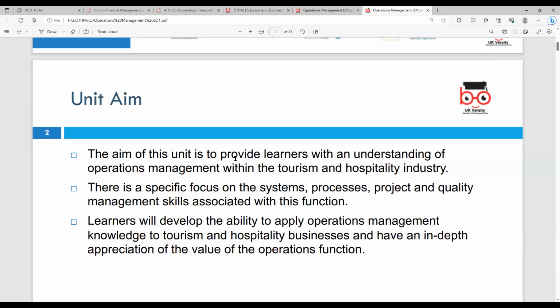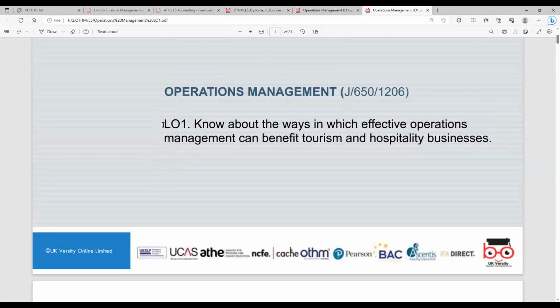Okay, that's the aim of operations management, and we said we were going to look at these processes and so on. So this is what we talked about. We talked about how effective operations management can be for the tourism industry. Is that okay? Any questions?